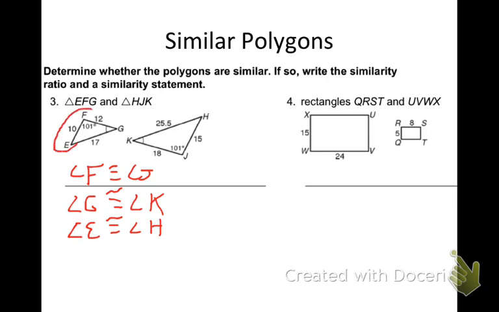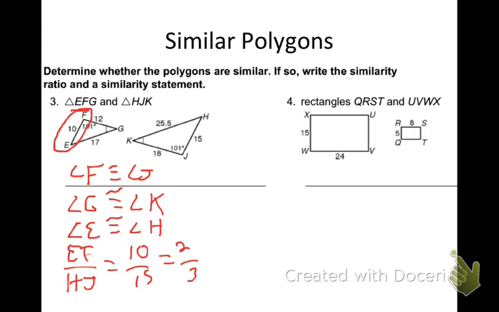What would EF be similar to? If I were to write a ratio, EF is similar to which other side? HJ. Nice job. So EF to HJ is 10 over 15. Well, what's the ratio of those sides then? 2/3. Well, let's do another one here.